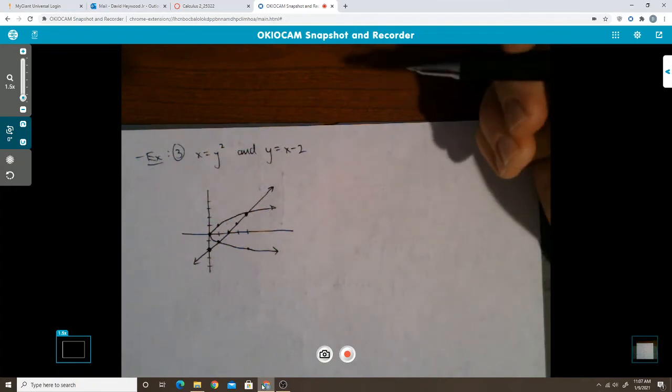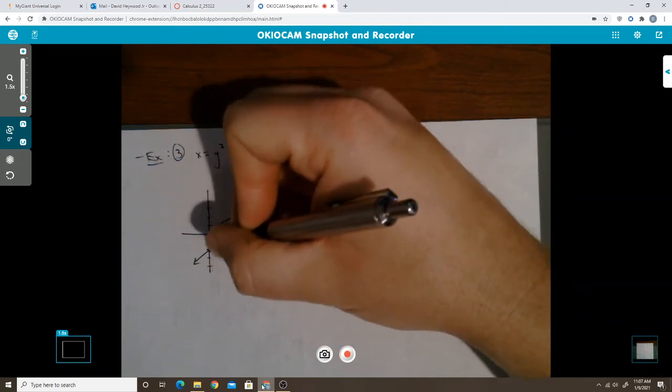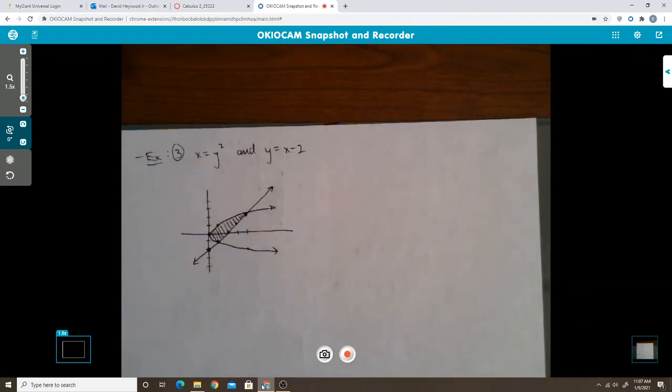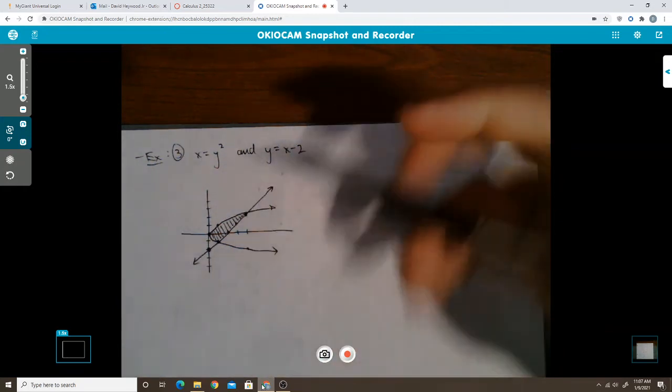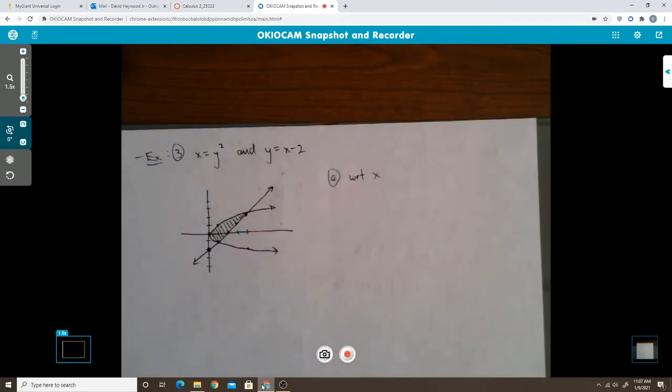So we're wanting to find the area enclosed by these curves. So that's this area right here. Right? So that's the area that we're trying to find. Okay, so for part A, with respect to x, we're going to try to do this sort of in the traditional way.